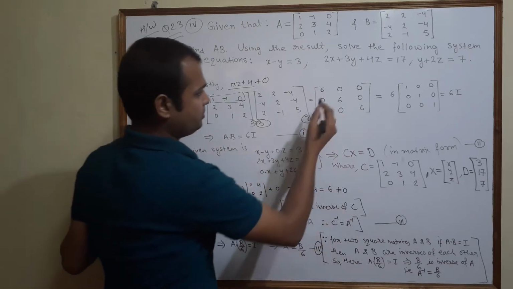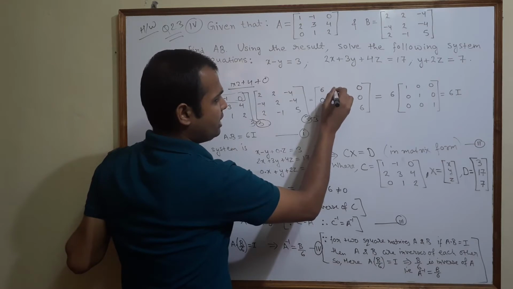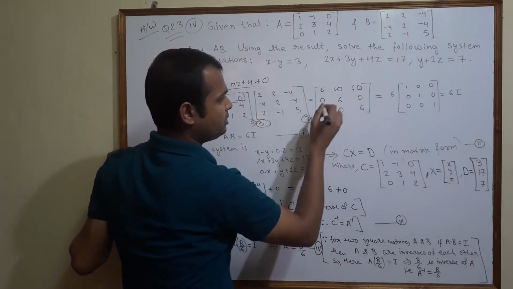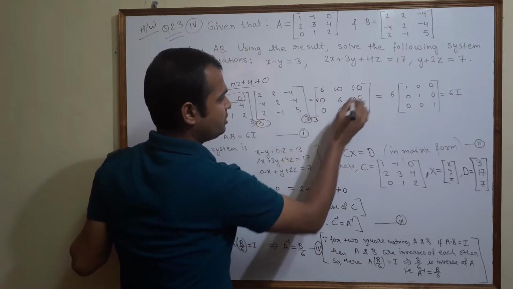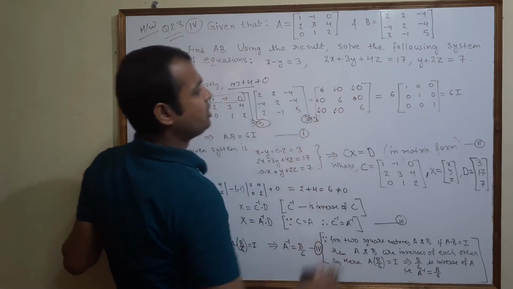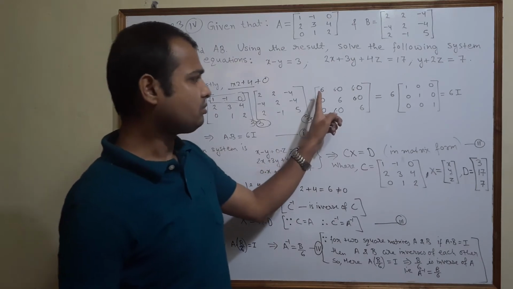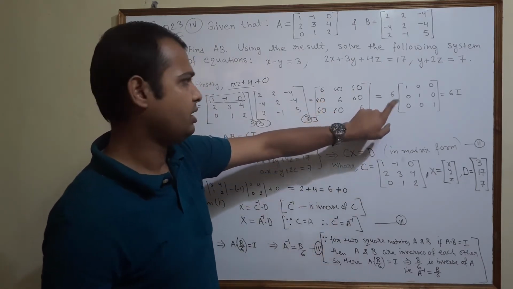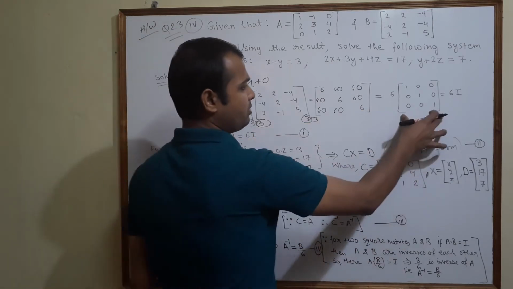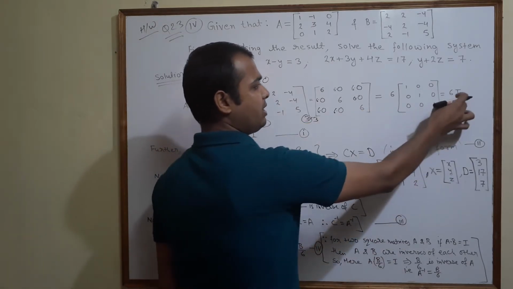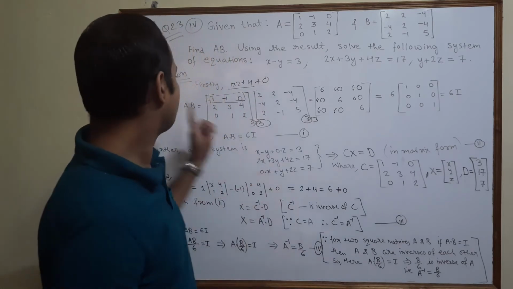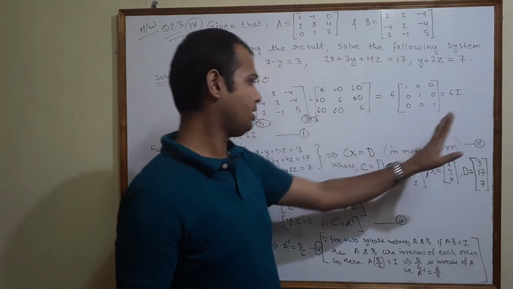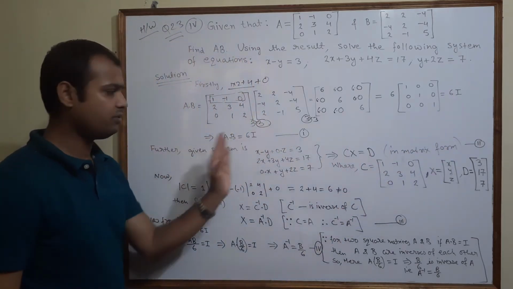Now you can see that wherever it's 0, you can write 6 into 0. You can see that 6 is common, so that 6 can be taken out. Clear? Now you are left with a matrix, and this matrix is nothing but an identity matrix. So the product A into B is 6 into I. Clear? Leave it till here.